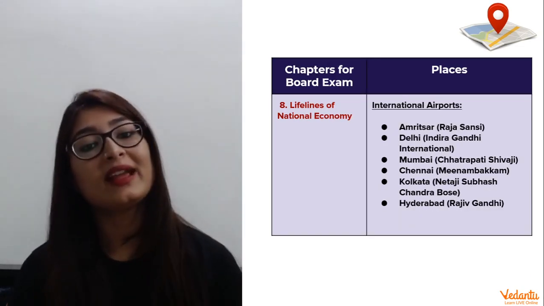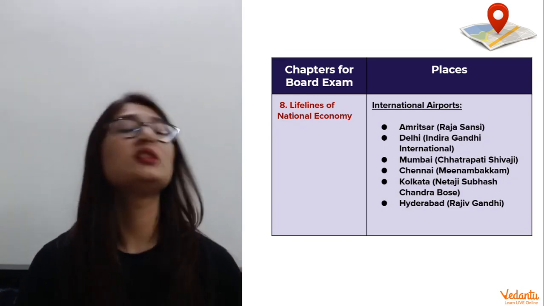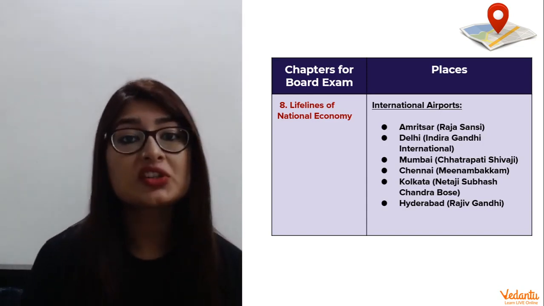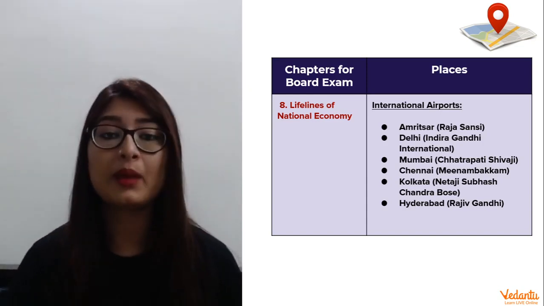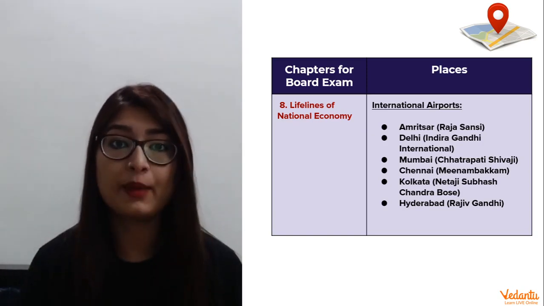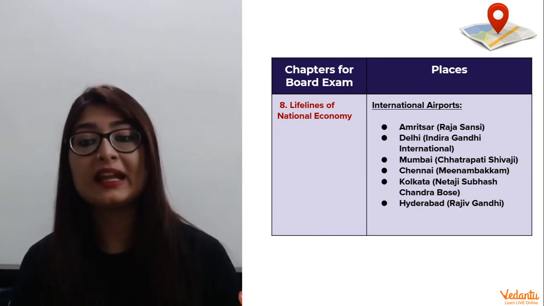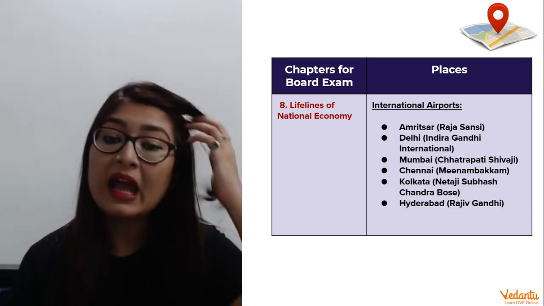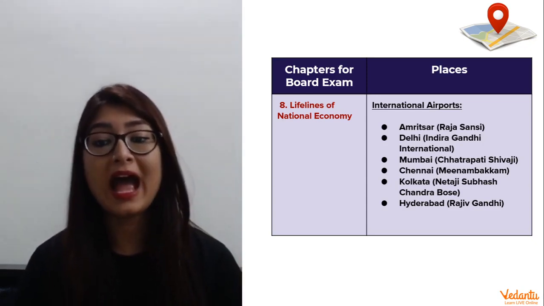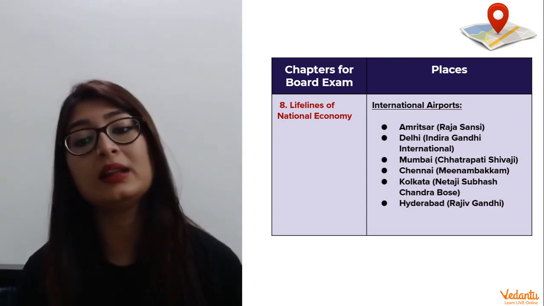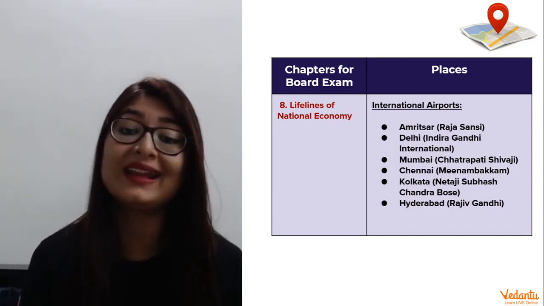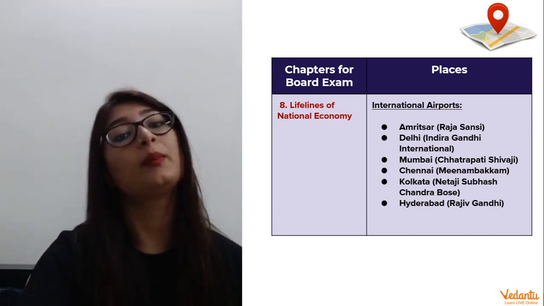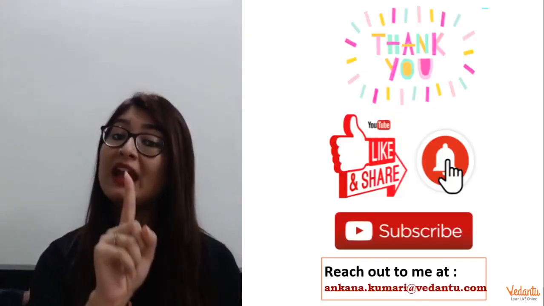And then we have lifelines of national economy, wherein we'll be talking about the international airports. Now over here we do not just need to know the location, like, okay, Bangalore airport or Kolkata airport. We also need to know which airport. So basically it will be like Chhatrapati Shivaji Airport in Mumbai, Rajiv Gandhi Airport in Hyderabad, right? So you have to know the name of the airports as well. Netaji Subhash Chandra Bose Airport in Kolkata. So Amritsar, Delhi, Mumbai, Chennai, Kolkata and Hyderabad are the airports that we need to be aware about.